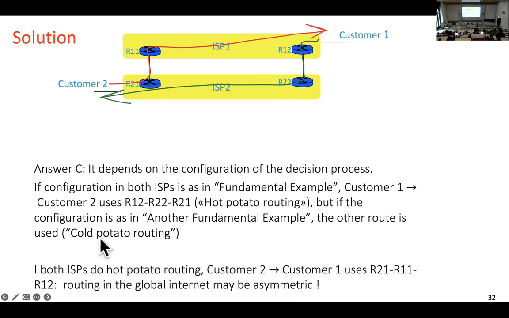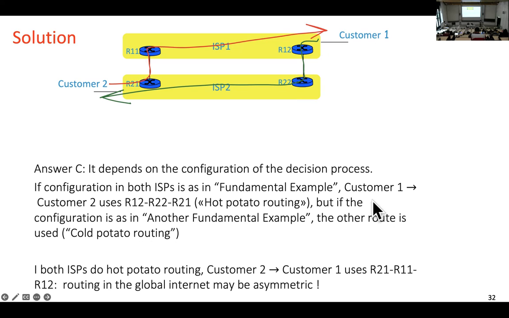Some service providers might prefer to do cold potato routing, which is the other way around, which means that this traffic goes to R11 and then R22, because you have a customer that pays a lot to you, so you're also an expensive service provider. You want to provide a good quality of service, so you prefer to keep this traffic inside your domain as long as possible, such that you could give higher priority to this traffic, for example. That is called cold potato routing, and both of them are possible and depend on the configuration.